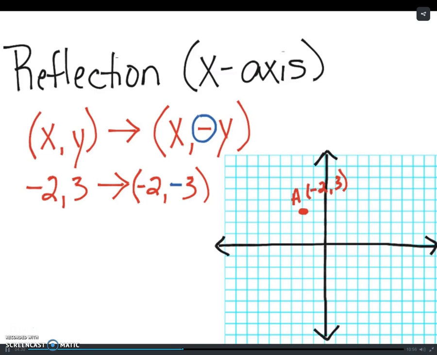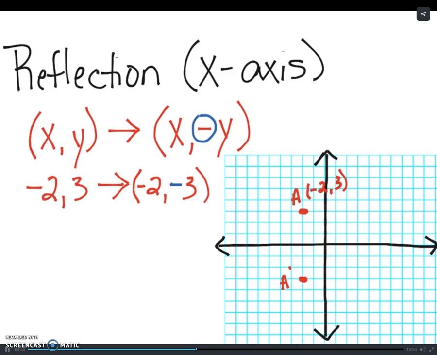Now keep in mind, this negative sign just means that the sign changes from whatever it was before to the opposite of that sign. It does not mean that every single time that value will be negative. I'll give you an example in just a second. So this would be my new coordinate A, would be -2, and then -3. So this is A prime.